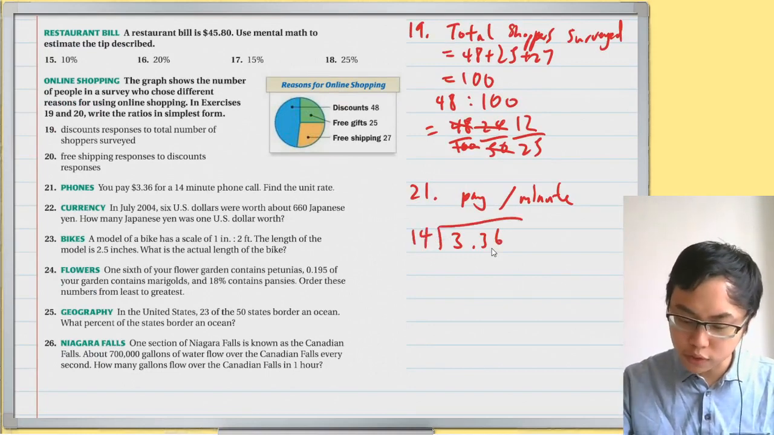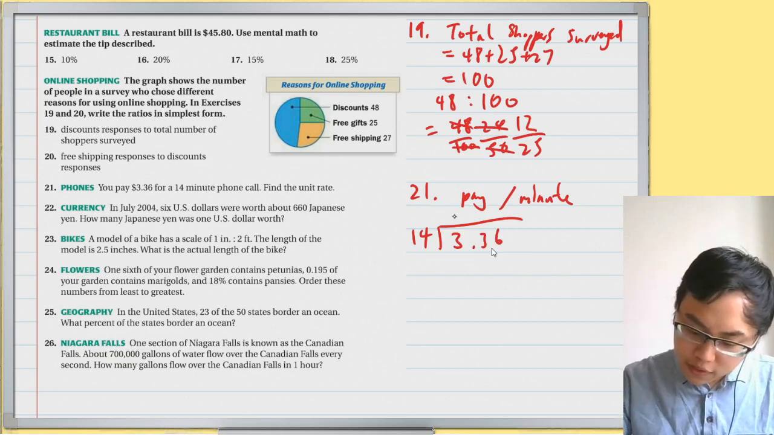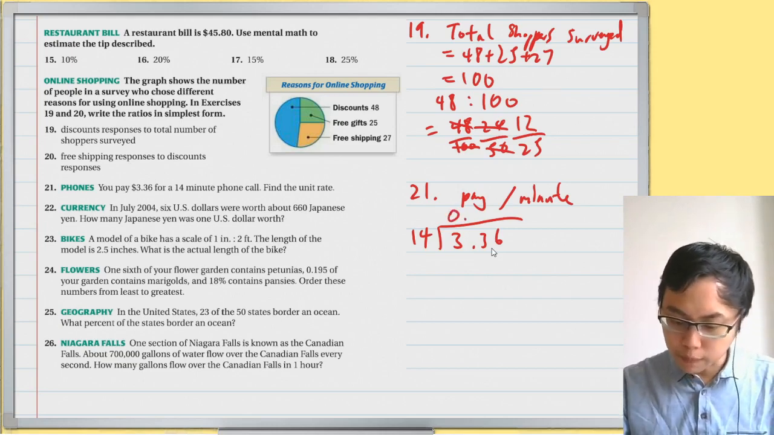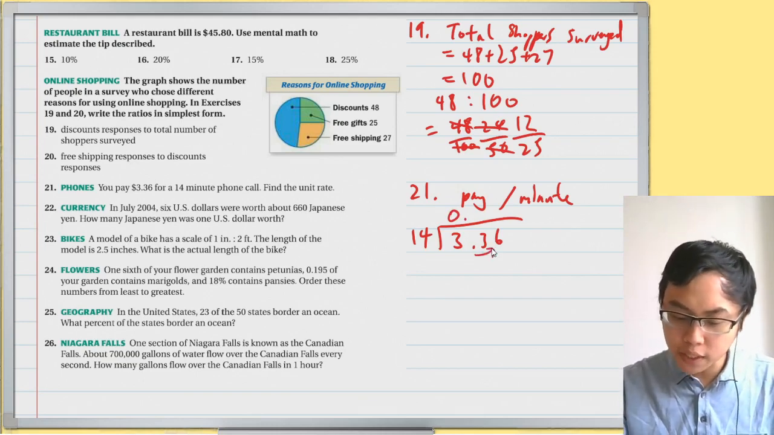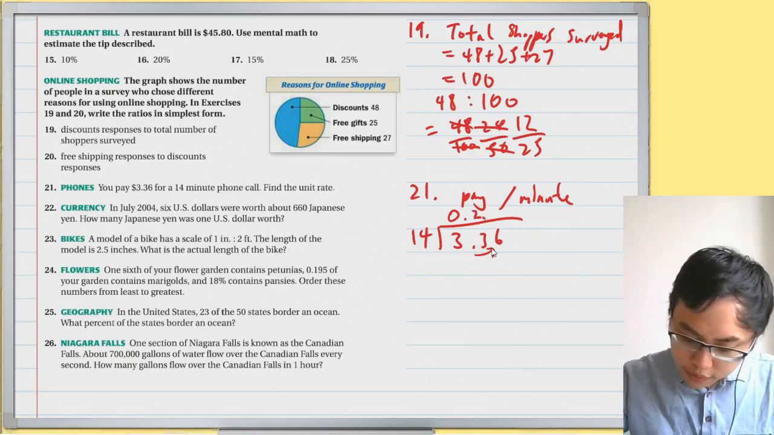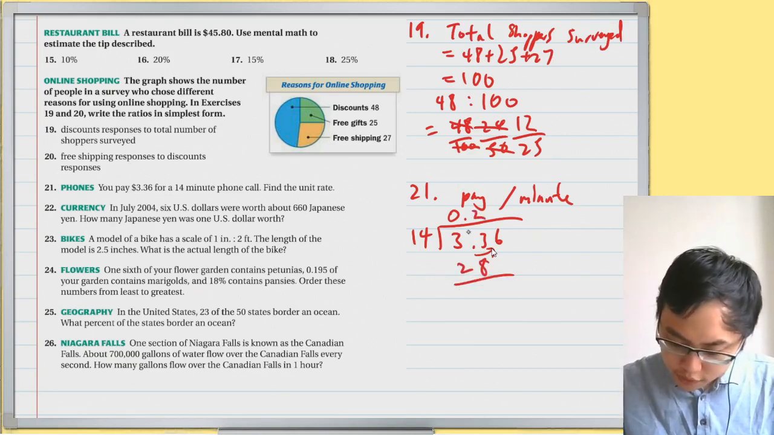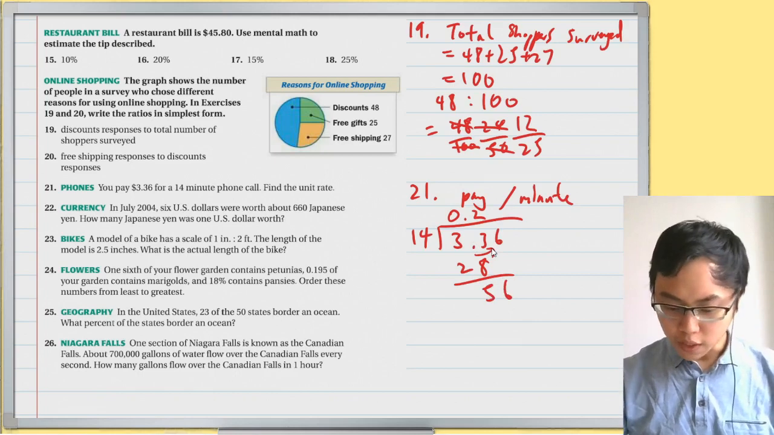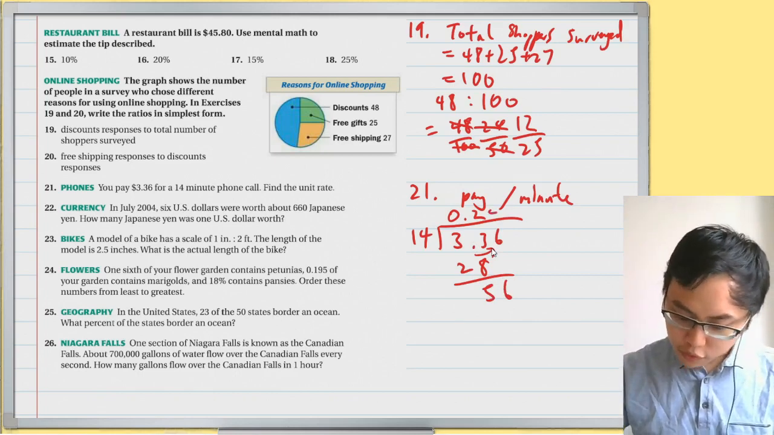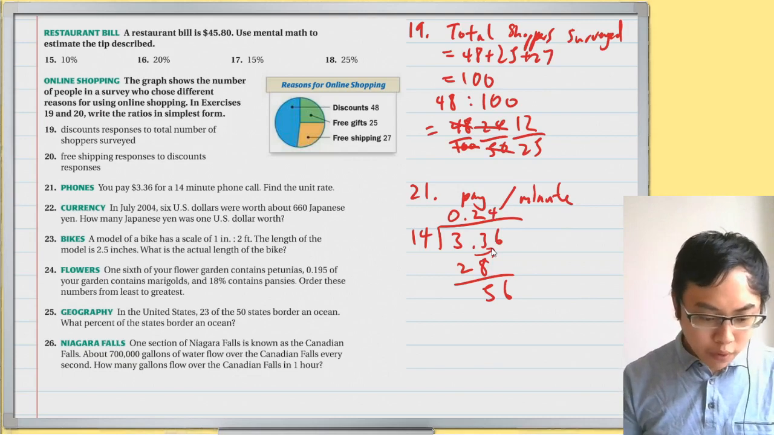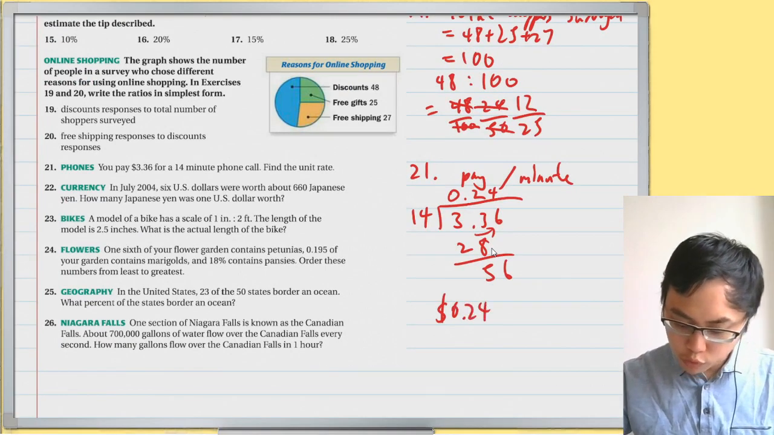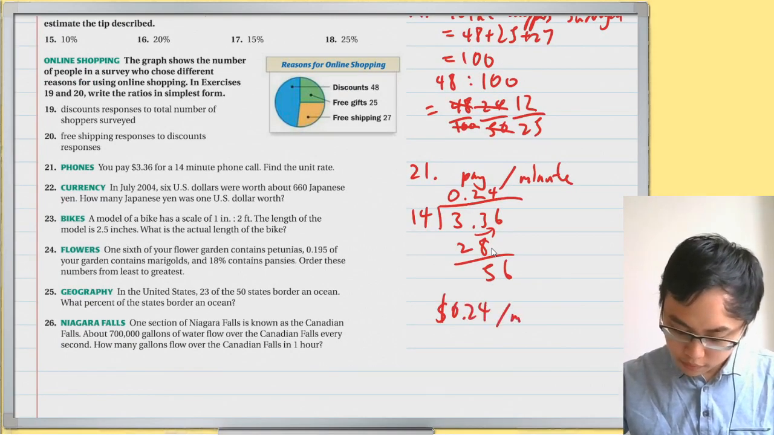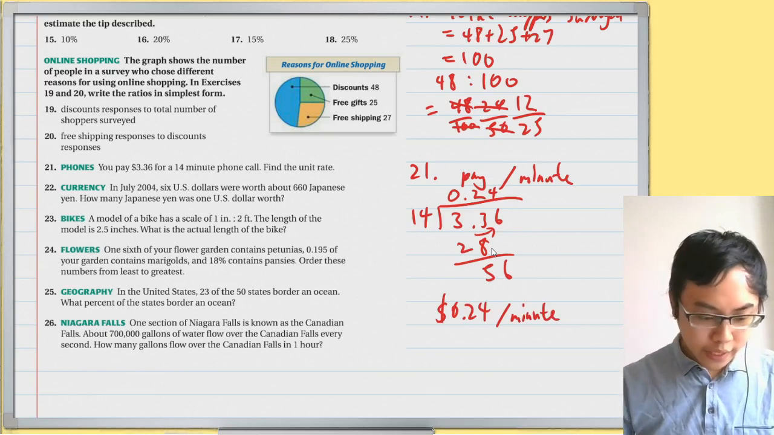First of all, 14 goes into 3 how many times? That's 0 times. Then we're going to move the dot over here. And so 14 goes into 33 how many times? That goes into it 2 times. That's going to be 28. And so take the difference. That's going to be 5. And then move the 6 down. 14 goes into 56 how many times? That goes into it 4 times. So that's 0.24. So the unit rate will be 0.24, so 24 cents per minute. That's how we write the answer to question 21.